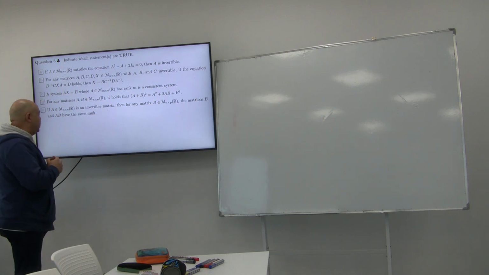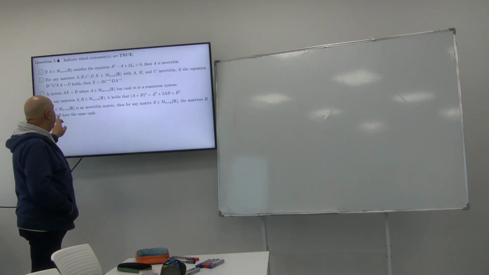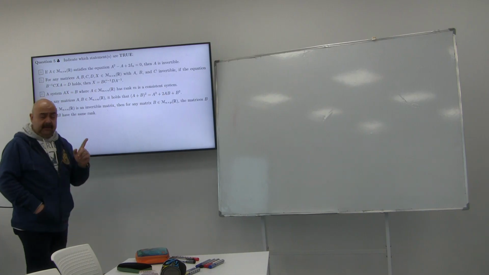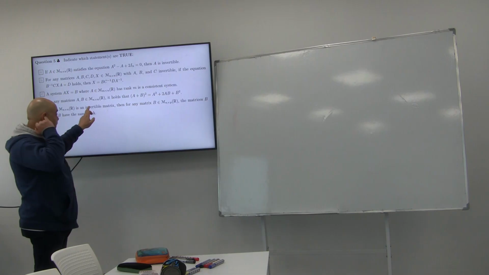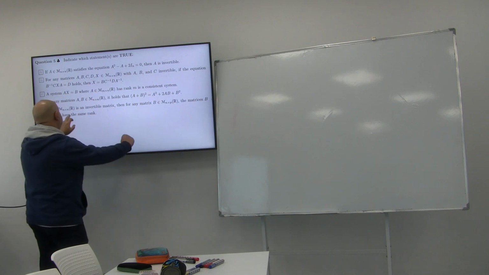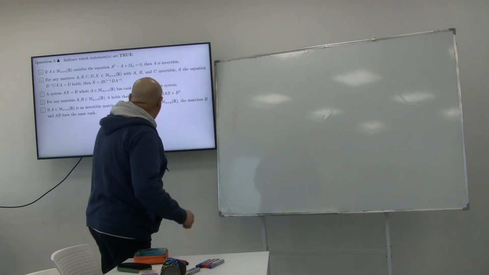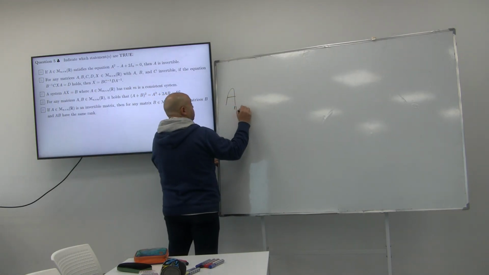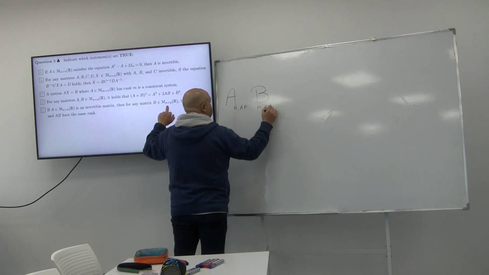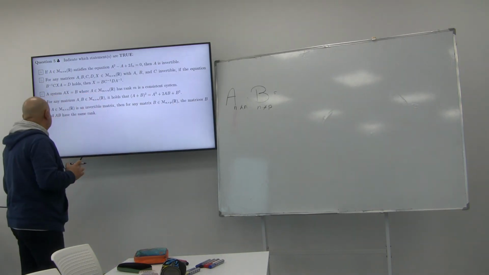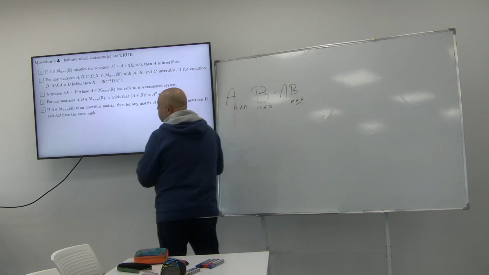If A is an n by n matrix and it is invertible, then for any matrix B, the matrices B and AB have the same rank. Okay, let's break this step by step. He's giving you A, which is an n by n invertible matrix. Then for any matrix B, which is n by b, look with me on the whiteboard. This is A, which is n by n, times the other matrix B, which is n by b. The result of multiplying these two matrices is going to have the same rank as B. So AB will have the same rank. So the last statement is correct.